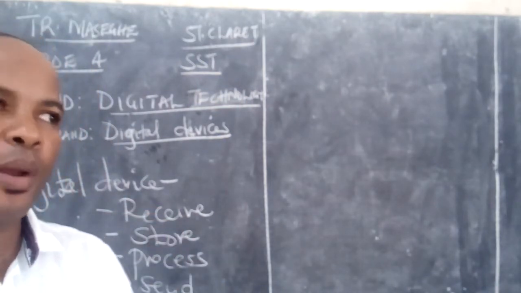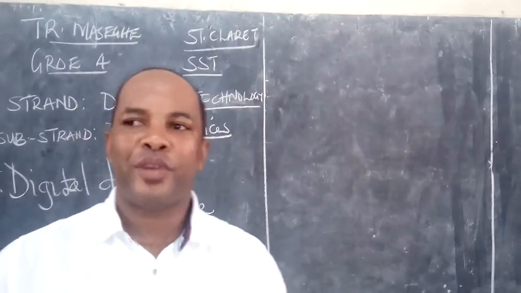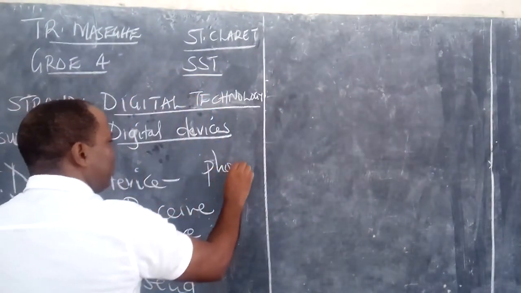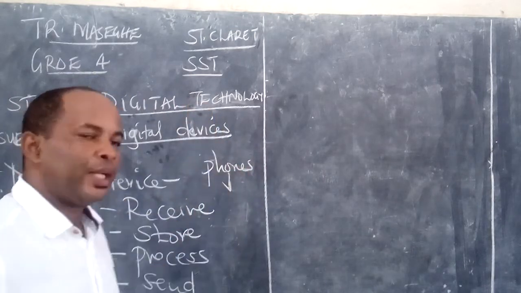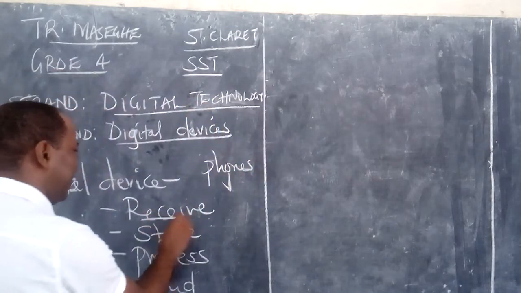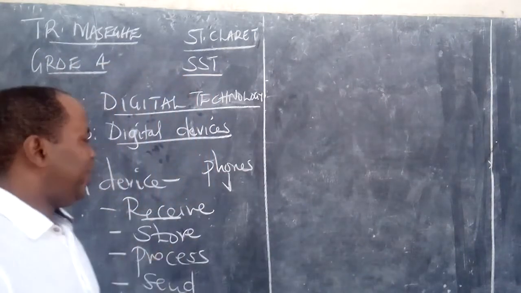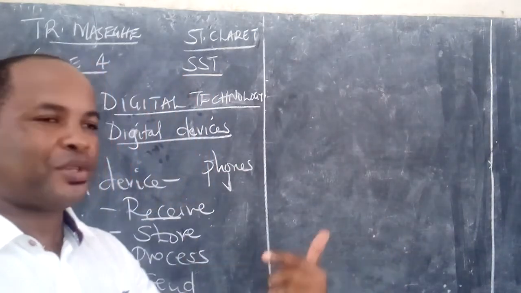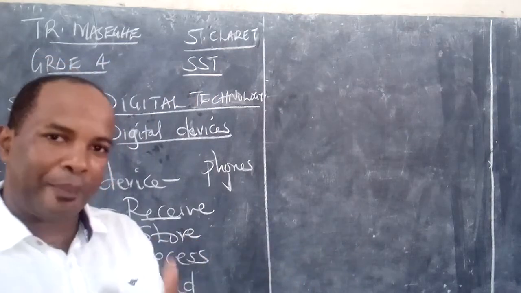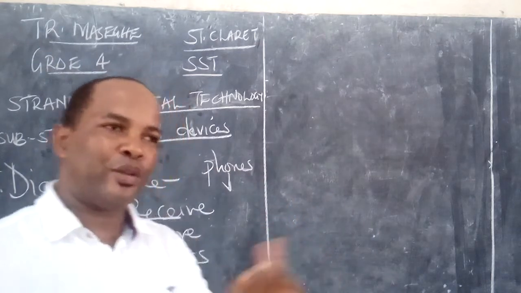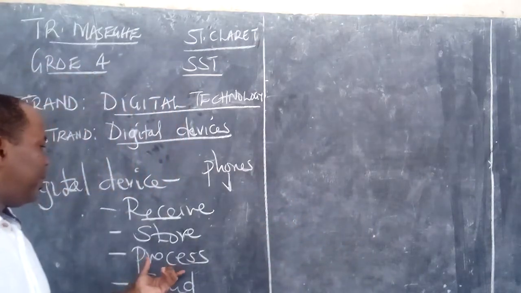Now in our homes, I want to take you to the simplest digital device that we have. The simplest one, let's say the phone, the simple smartphone. That phone can receive, you can receive when somebody calls. It can store, for instance, a message comes in, it is able to store that particular message. So you can still go back to the message a day or two after you have received it.